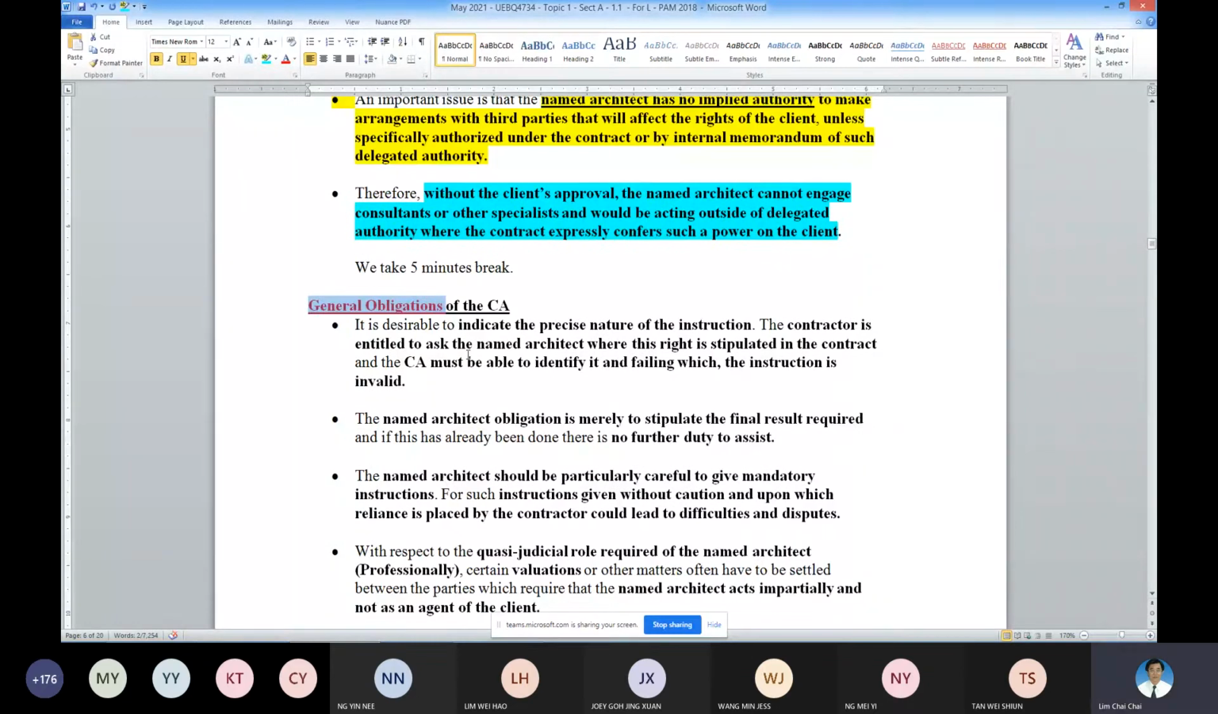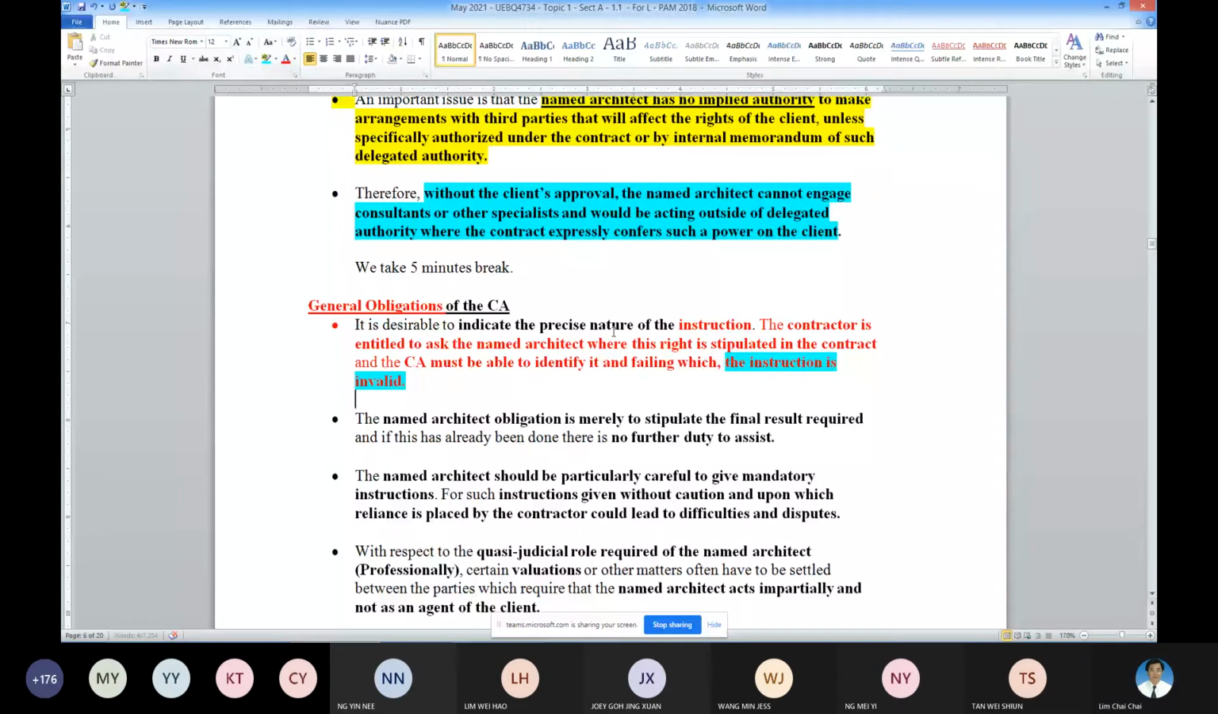So if architect issue instruction, the contractor got every right to ask the architect, where does the power of the architect to issue such instruction come from? Okay, contractor is entitled to ask architect, in the contract, identify which clause allow the architect to issue instruction. If you cannot show, the instruction becomes invalid. Okay, yeah.